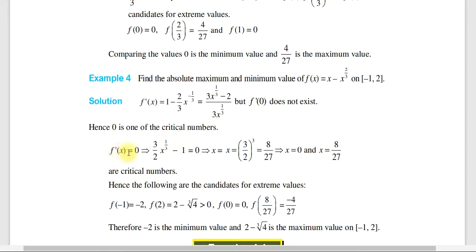Then we also find where f prime at x equals 0. Okay, so let's see: 3 over 2 times x to the power of 1 over 3 minus 1, which is equal to 0.